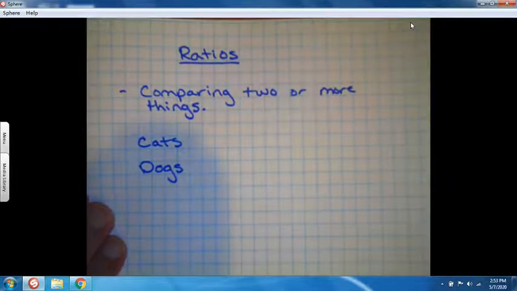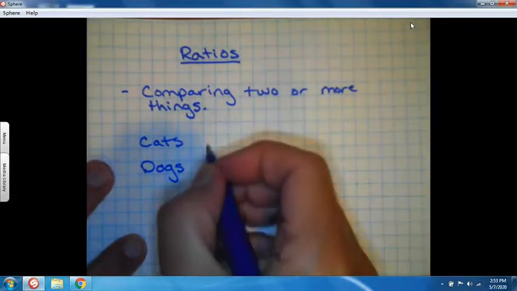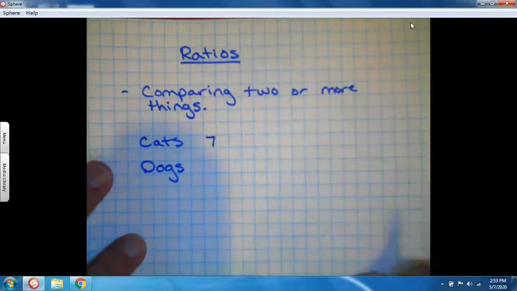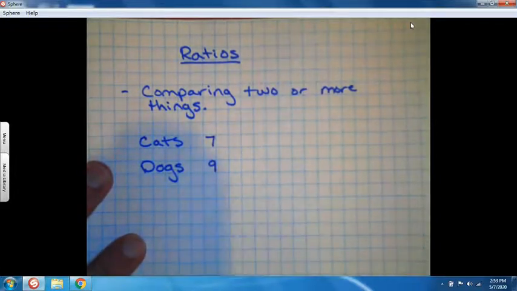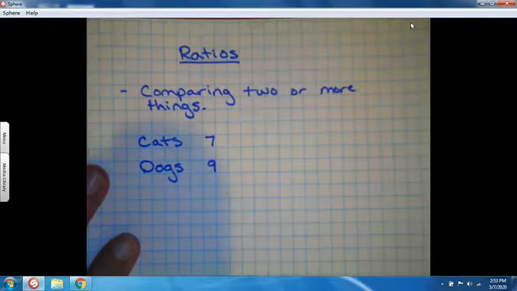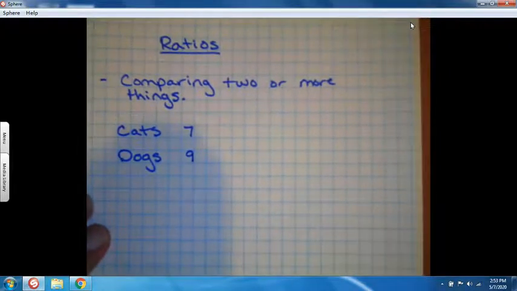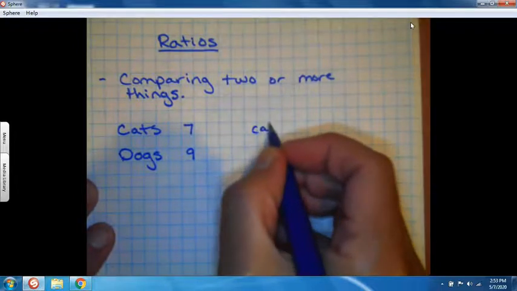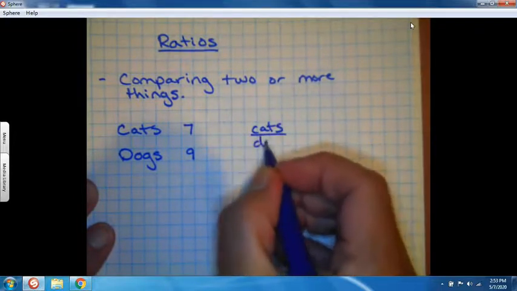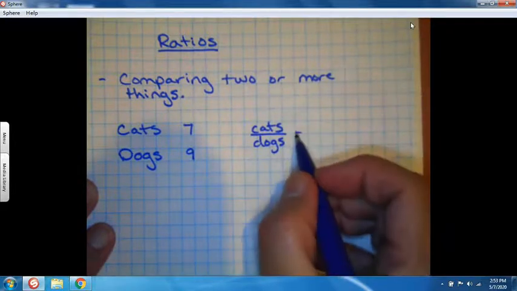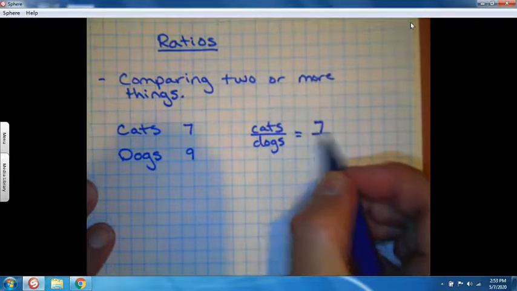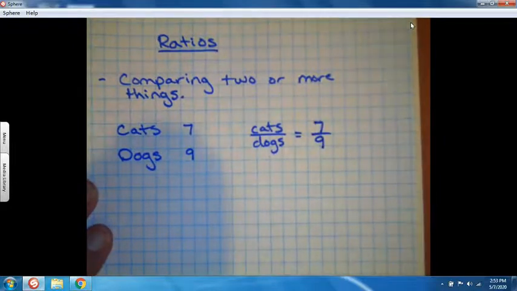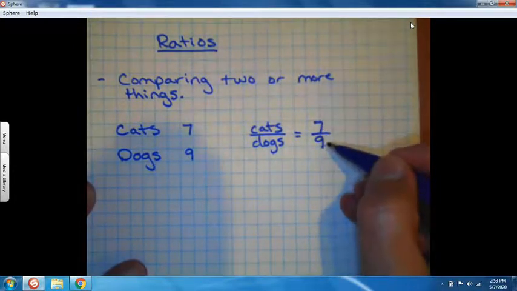All right, cats and dogs. Let's say I have 7 cats and 9 dogs. First of all, that's too many. We know that, right? But to write this as a ratio, if I'm saying cats to dogs, I write it like that, and then I put an equal sign, and I put 7 over 9. So for every 7 cats, I have 9 dogs.